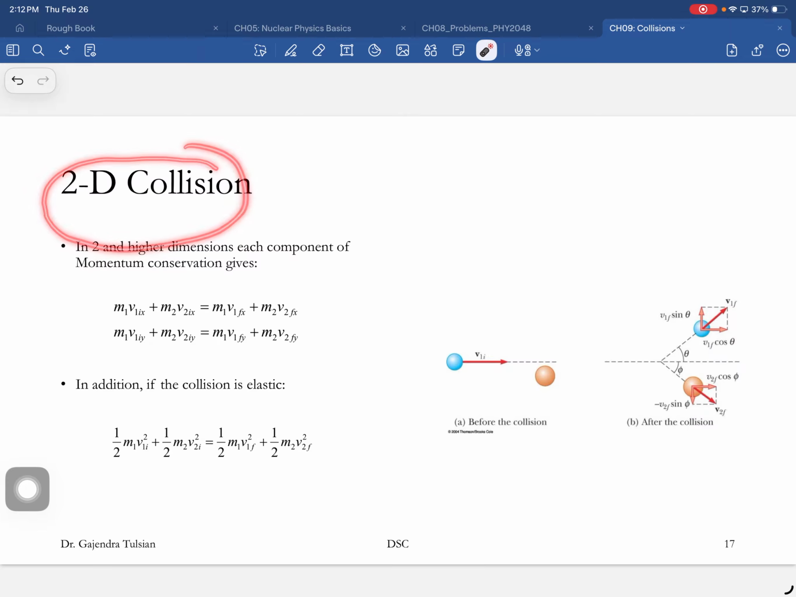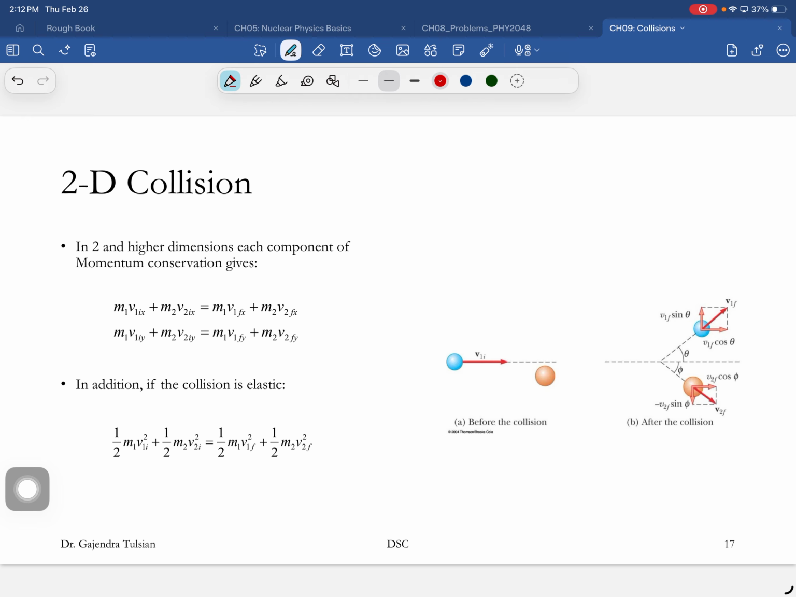Now we'll look at 2D collisions. So now there are 2 dimensions. Again, momentum is conserved. Momentum is a vector. So now if it's 2D, P final x is equal to P initial x, and P final y is equal to P initial y.